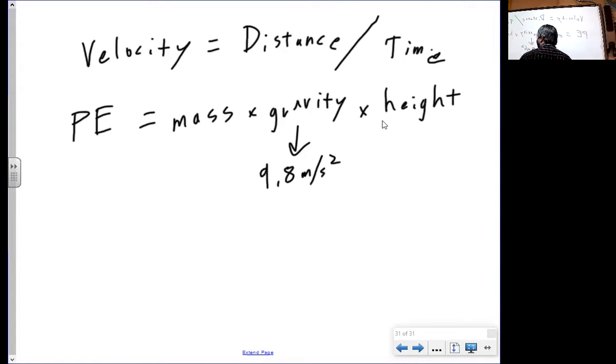great. Gravity will always be the same as long as you're on Earth. Remember we talked about constants before? Gravity will always be 9.8.